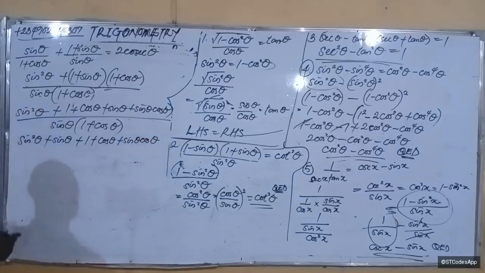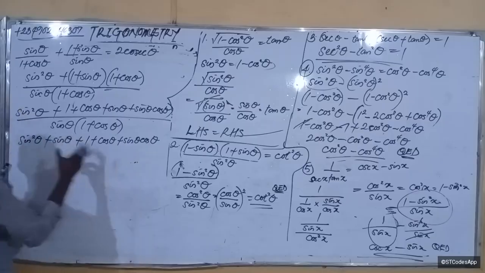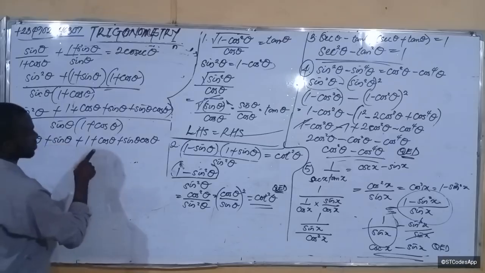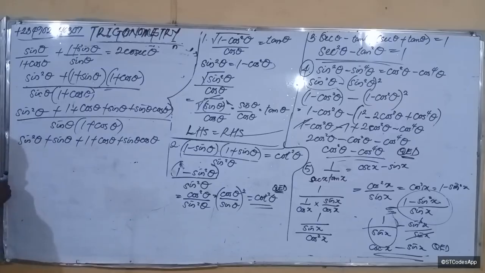Okay? So from here, cos theta is common here. We factor it out. Sine theta is common here. We factor it out. It doesn't really help much. What will help here? Let's solve the numerator only.